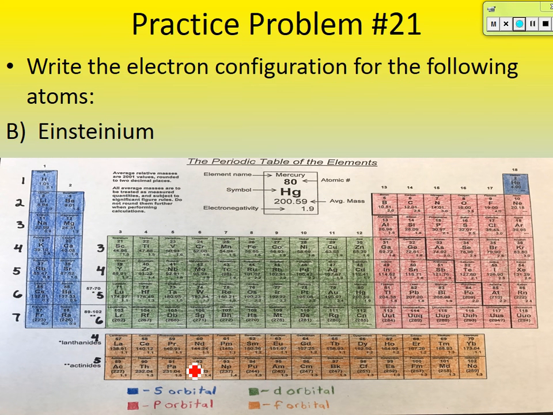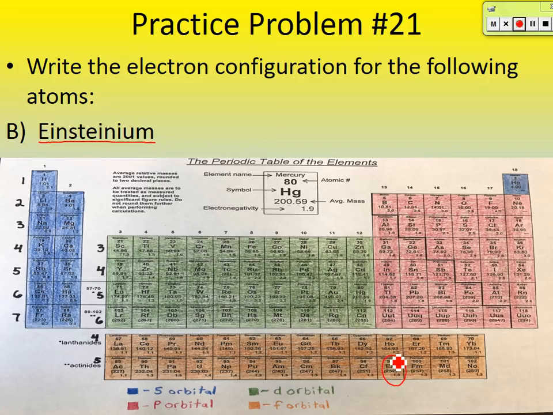Okay, let's have you do practice problem number 21, part B, which is for einsteinium. Einsteinium, on the periodic table, its atomic number is 99. So it's clear down here, 99.